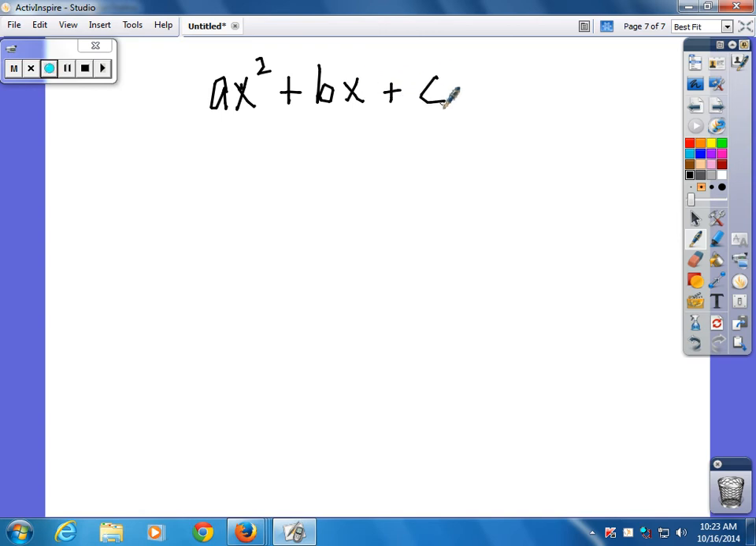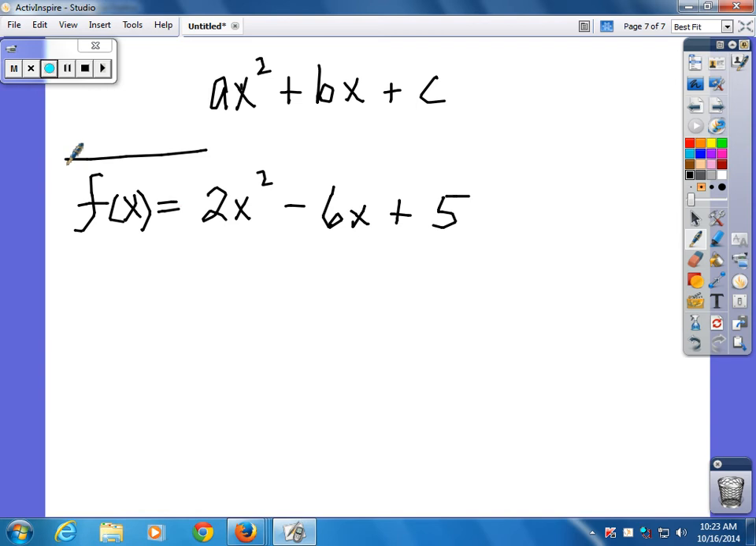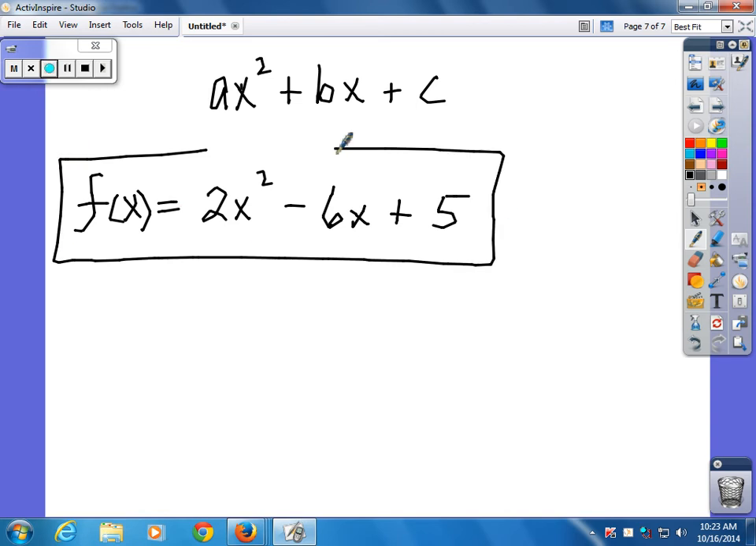And what was a? 2x squared plus, or b, minus 6x plus what? And that is your equation for your parabola that goes through those three points. Isn't that nice?